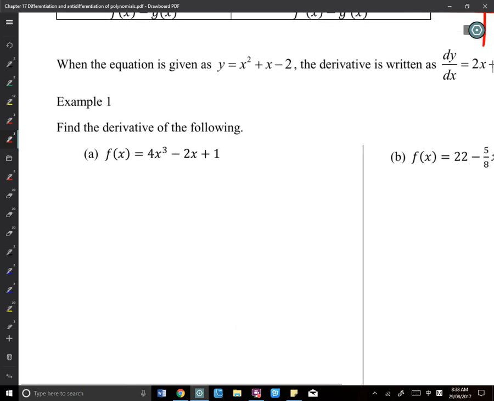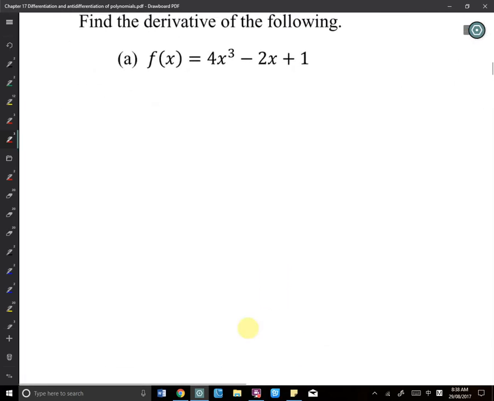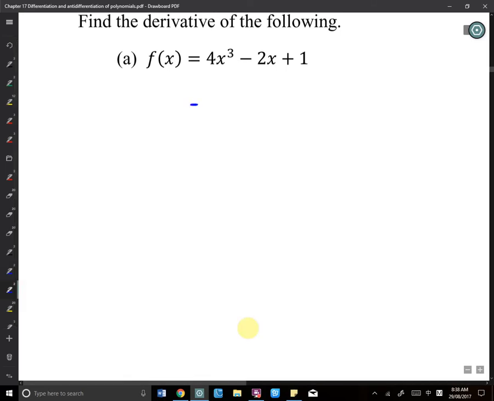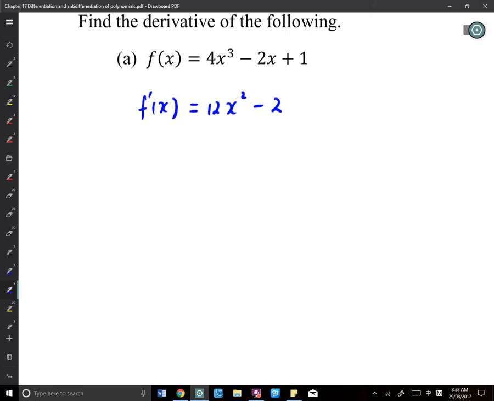So I asked you to do all your homework. Let's just check the answer together. First of all, you have f(x). You're not going to directly write that's 12x to the power of 2 minus 2. You need to write f dash x equals to that. You need to make it very clear. That's the derivative equals to that.